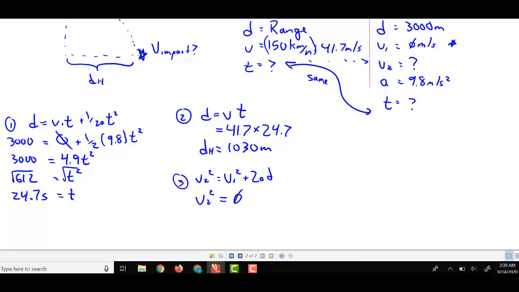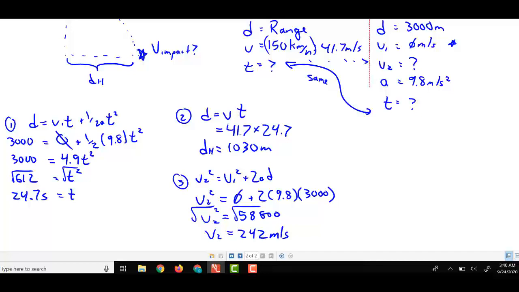My V1 is 0, which is also handy mathematically. And my acceleration due to gravity is still 9.8 meters per second every second. And the vertical displacement right here is 3 kilometers, or 3,000 meters. So if we ram that through a calculator, V2 squared is going to be equal to a really big number here, 58,800. And we'll have to square root both sides. And so we get a vertical impact velocity of somewhere around 242 meters per second.